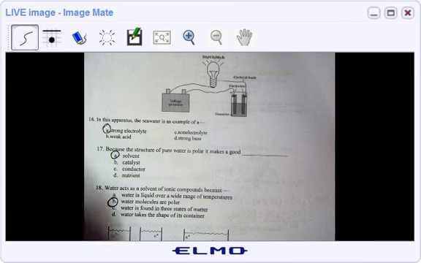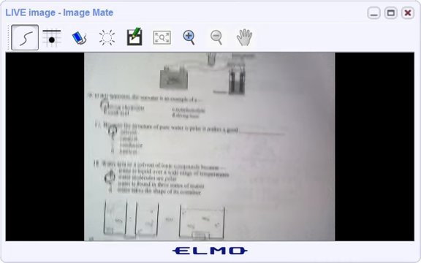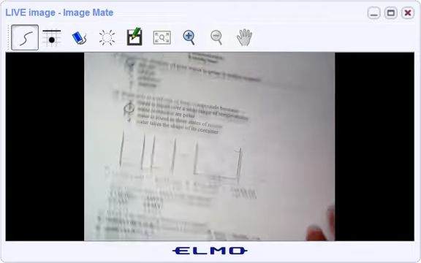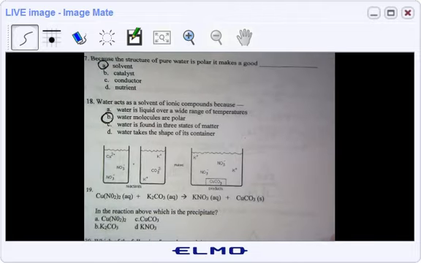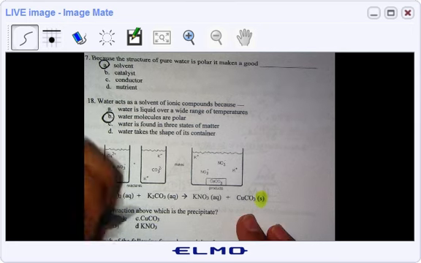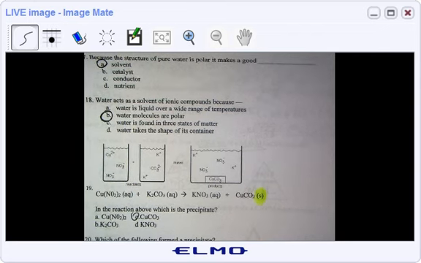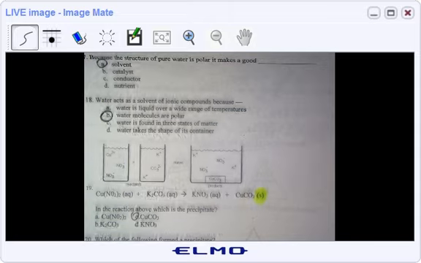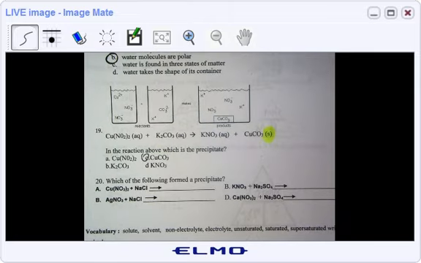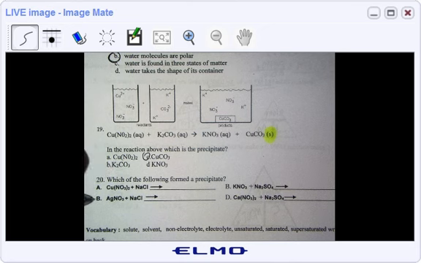Number 19, when you see this one on the exam, what's the giveaway to figure this one out? It says, in the reaction above, which is the precipitate? We said a precipitate is a solid. So when you see an S by any of the elements, that means it did not dissolve. If it says AQ, that means it's aqueous. So the correct answer is C. And on 20, you look at the chart to see what's soluble or not, and the correct answer is B.